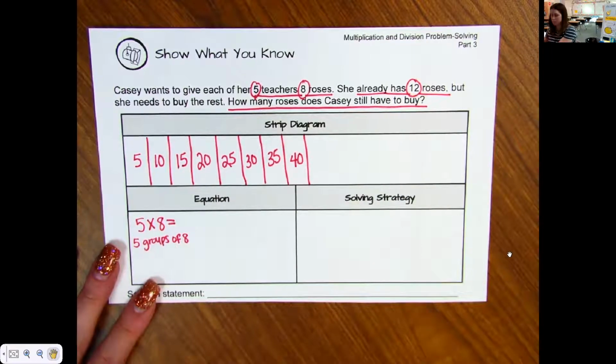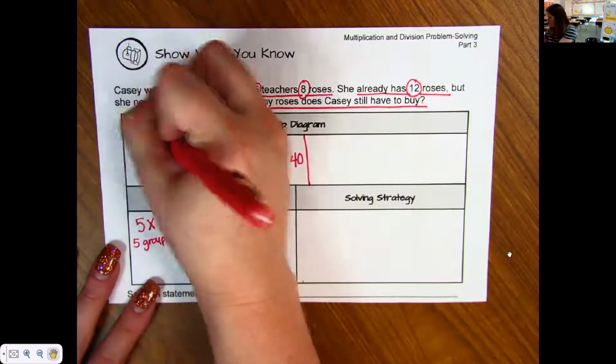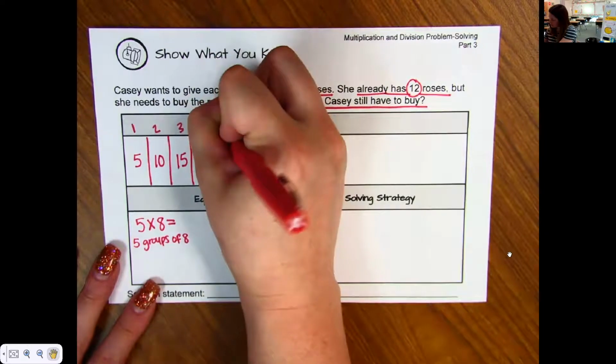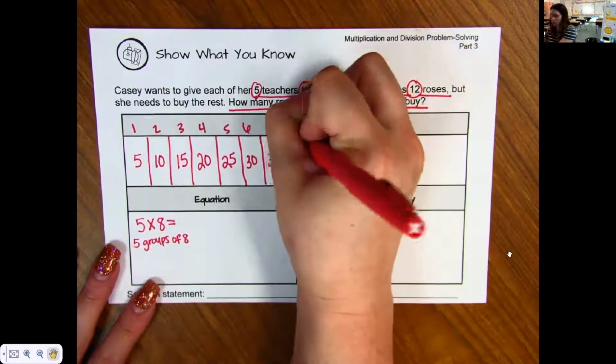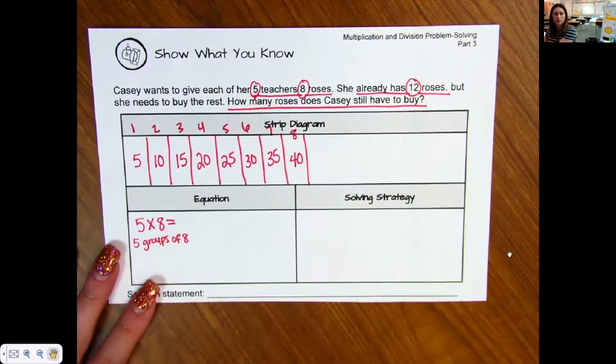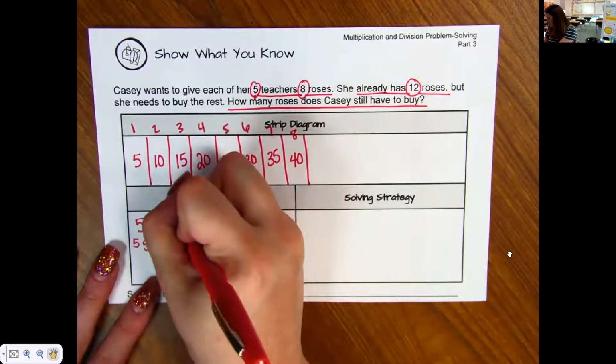Okay, so there's 8 strips. I'm going to count, make sure. 3, 4, 5, 6, 7, 8. So I have 8 strips. So there's 40 total roses that she needs.